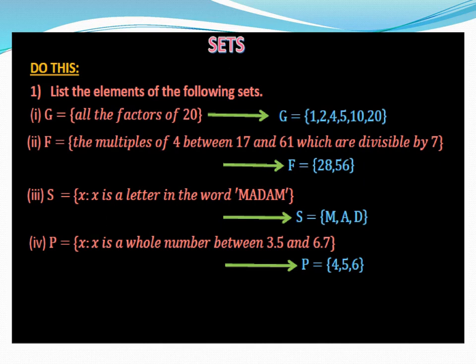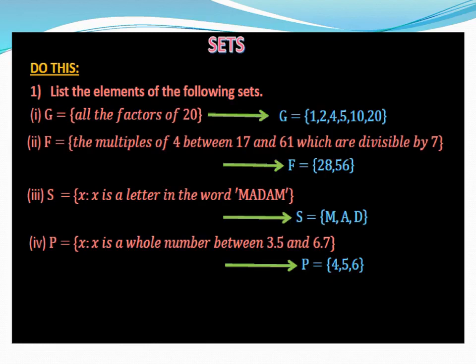Okay students, now we will go on to solve some problems. Do this and try this in your textbook. First problem: list the elements of the sets. The first is G equals all the factors of 20. Then we write G equals the set of factors of 20. What are the factors of 20? 1, 2, 4, 5, 10, 20.